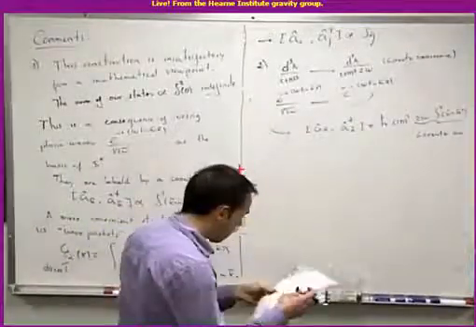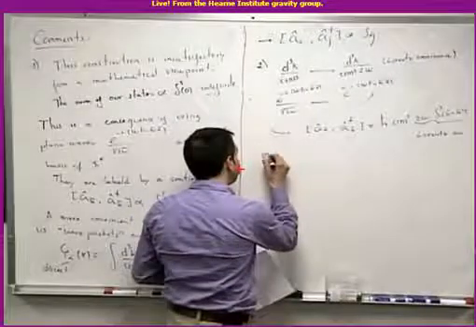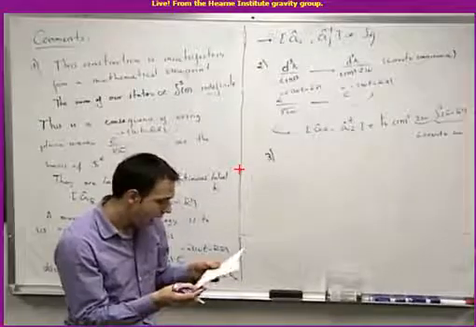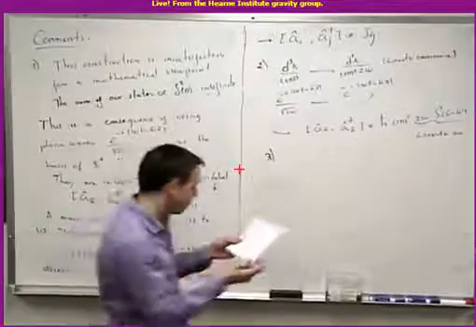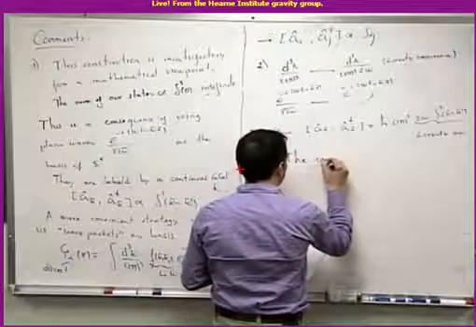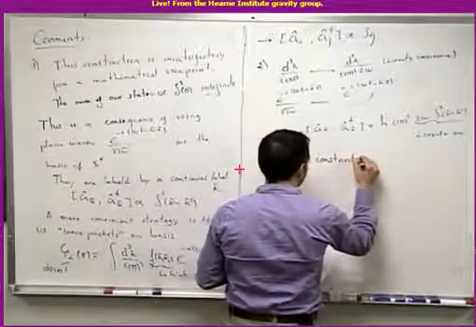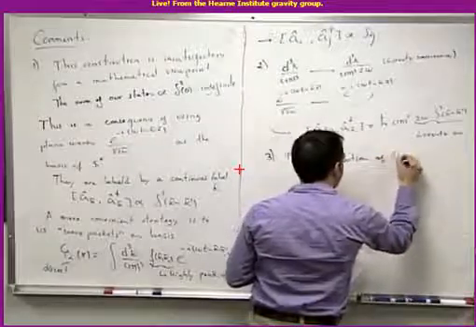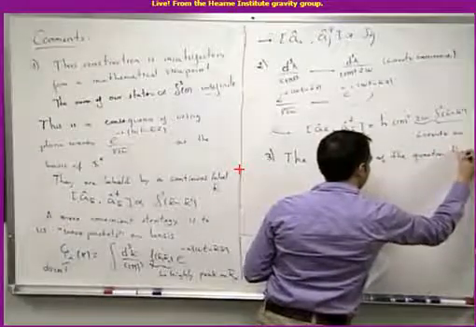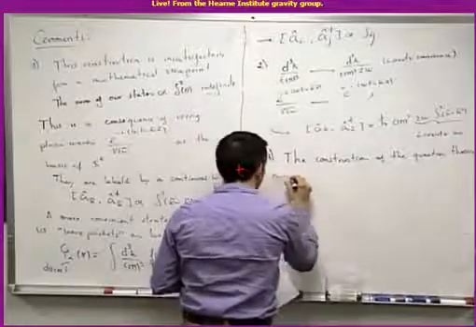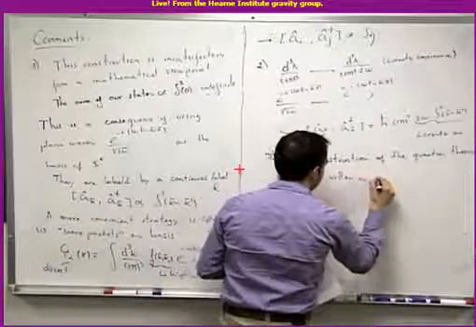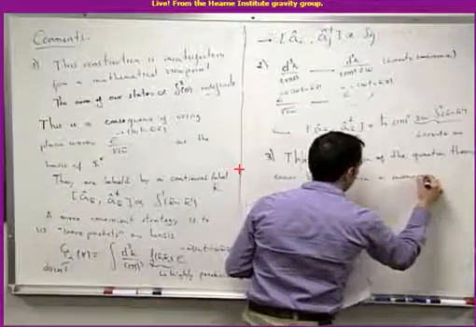The last comment, which is important, is similar to what we did for the harmonic oscillator, and is the following: the construction of the quantum theory can be written in a more compact way.